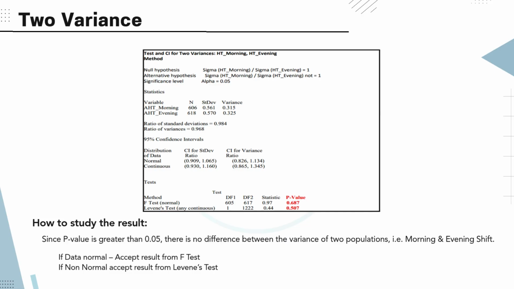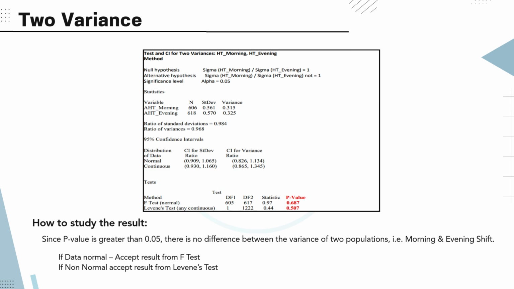What the p-value tells us. The p-value from the F-test is 0.487, which is greater than 0.05. This means we fail to reject the null hypothesis, and we conclude that there is no significant difference in the variance of handling time between the two shifts. In simple terms, both shifts show similar variability in their performance.